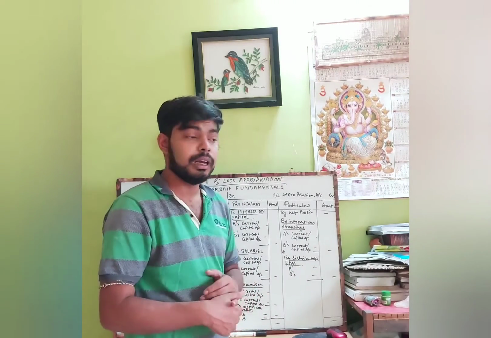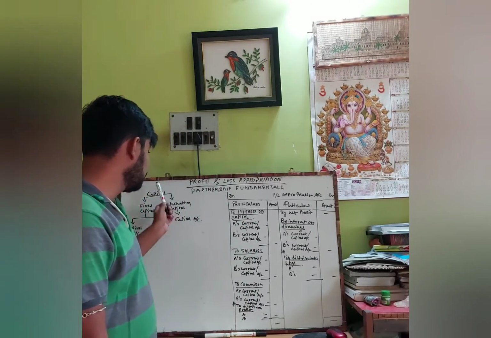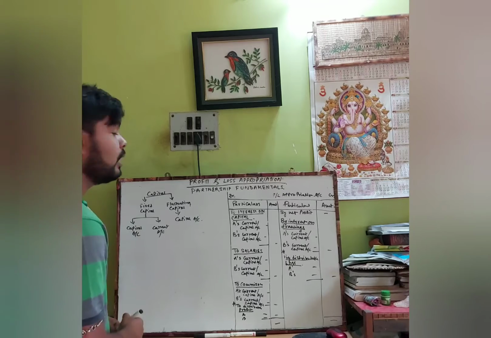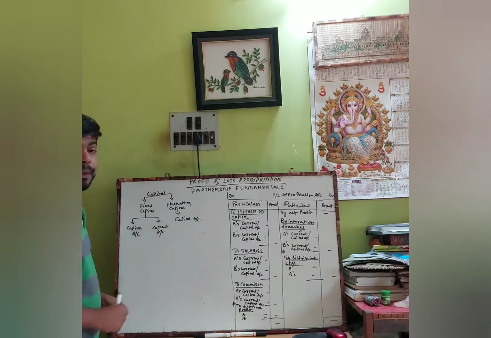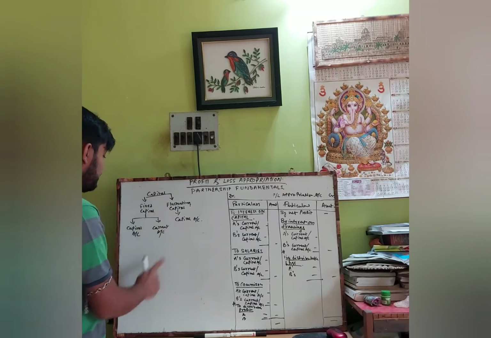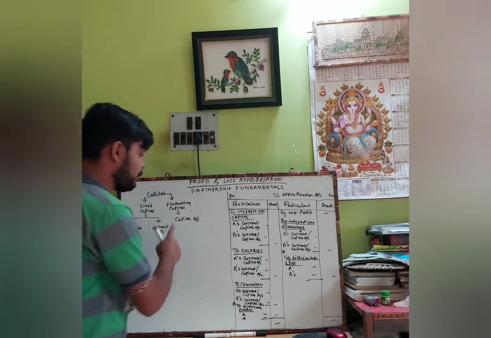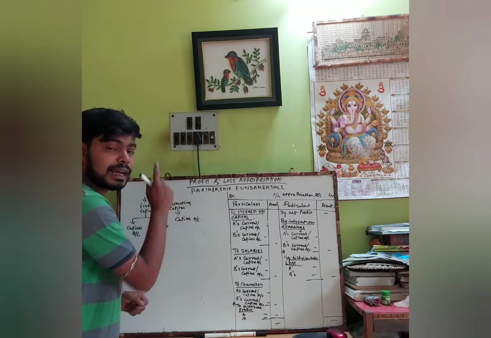You need to go through it. You need to write it. And now the second part I will discuss. You need to take a note of this also. In the capital account, there are two types of capital, fixed capital and fluctuating capital. In case of fixed capital, you need to make two accounts, one is the capital account, one is the current account. In case of fluctuating capital, you need to make only a capital account.